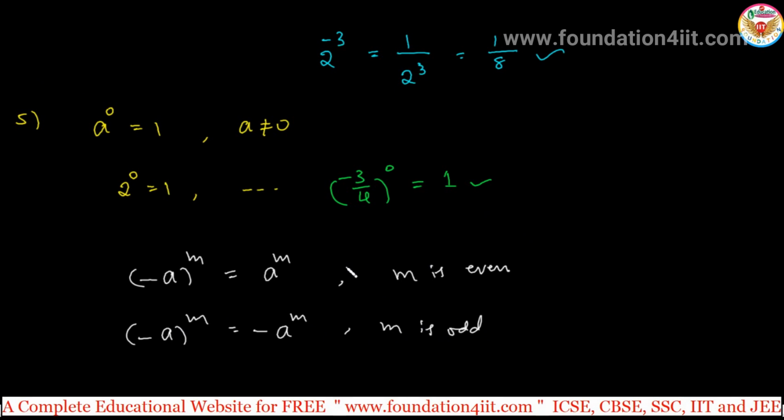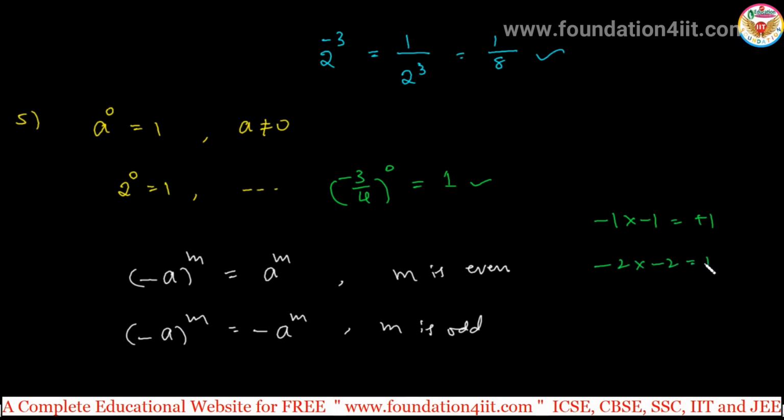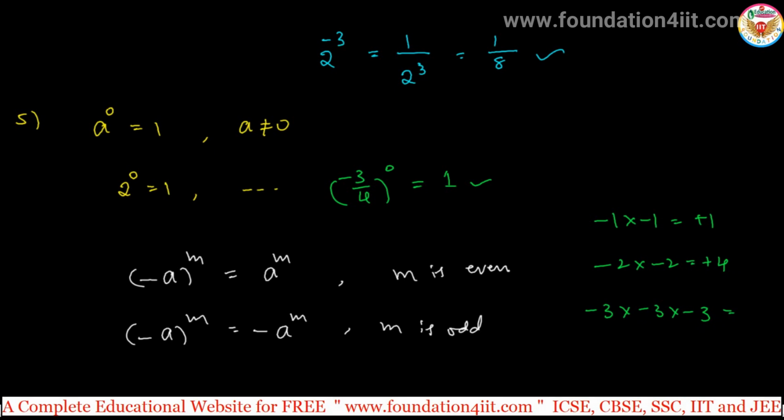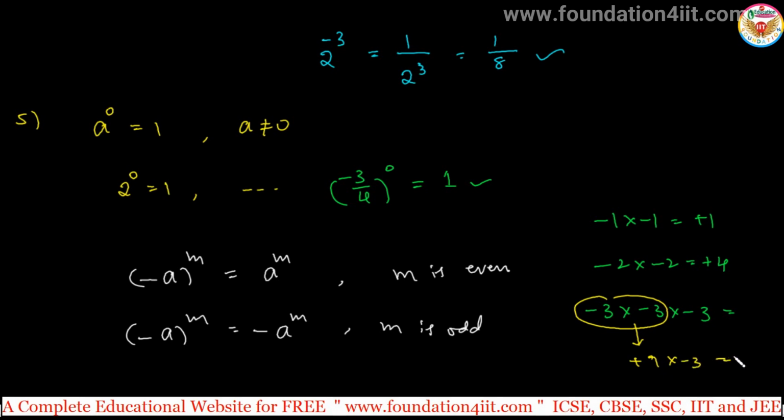Why? Because if you multiply an even number of times, minus becomes plus. Like minus 1 into minus 1 is plus 1, or minus 2 into minus 2 is plus 4, because of even numbers. Instead of that, if you take minus 3 into minus 3 into minus 3, up to here minus 3 into minus 3 is plus 9. Again into minus 3, so plus into minus is minus, 9 times 3 is 27. So if you multiply an odd number of times, you get negative. If you multiply an even number of times, you get positive. Okay, so these are the properties we'll apply in the problems you'll see now.